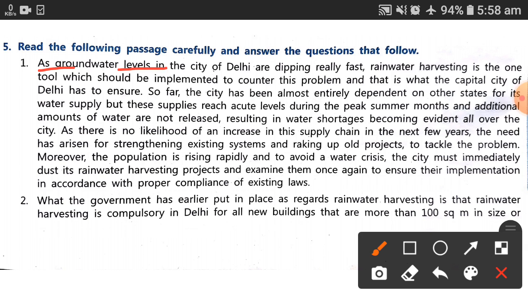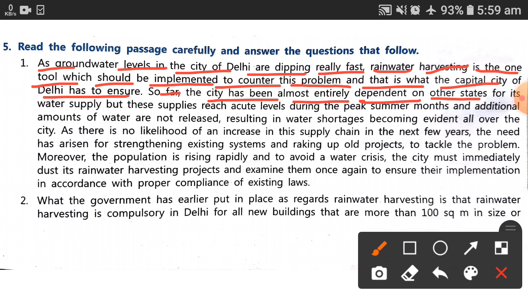As groundwater levels in the city of Delhi are dipping really fast, rainwater harvesting is the one tool which should be implemented to counter this problem, and that is what the capital city of Delhi has to ensure. So far, the city has been almost entirely dependent on other states for its water supply, but these supplies reach an acute level during the peak summer months, and additional amounts of water are not released, resulting in water shortage becoming evident all over the city.